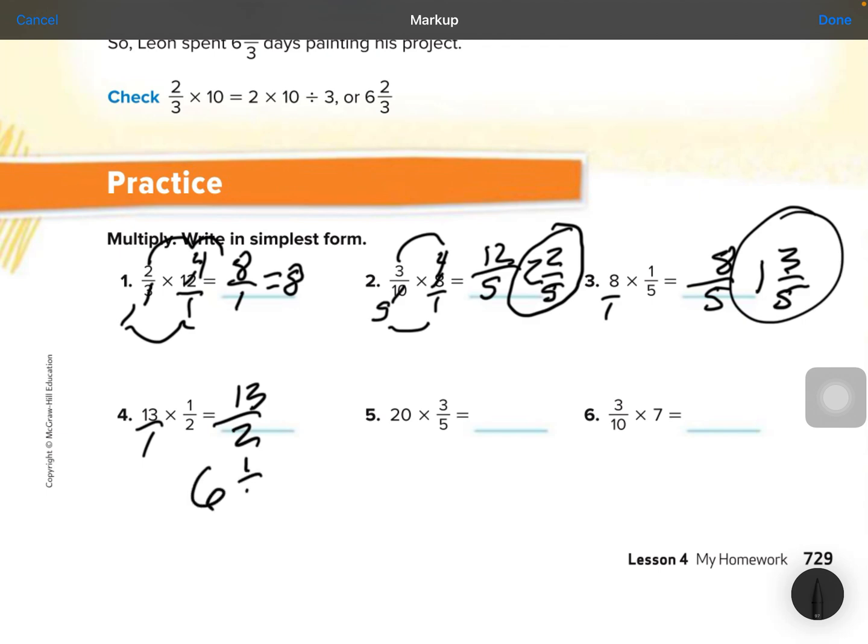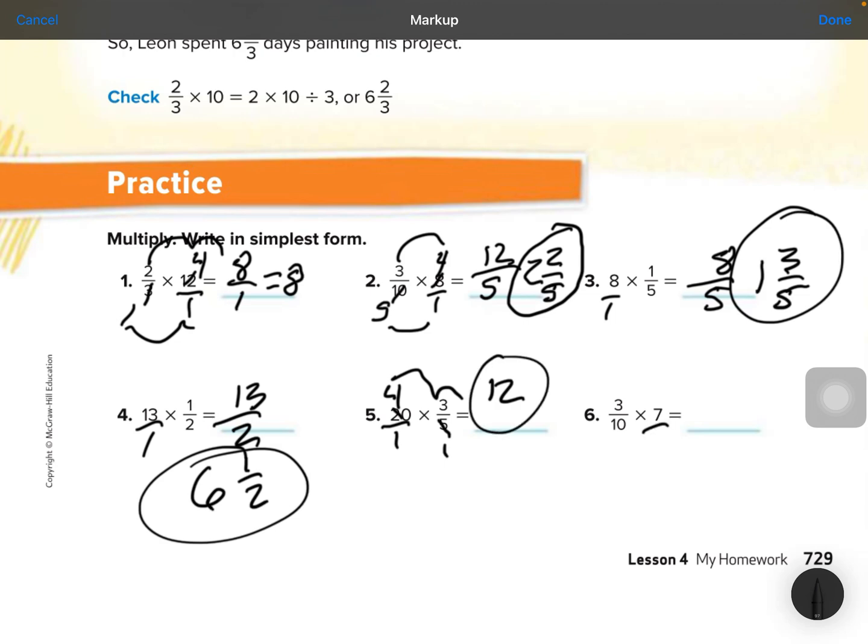Okay, 13 over 2. 2 will go into 13 at least 6 times, and there'll be 1 left over. So my answer is 6.5. Ooh, look at this one. I can simplify. 5 will go into 5 once. 5 will go into this 4 times. 4 times 3 is 12, and that's just my answer.